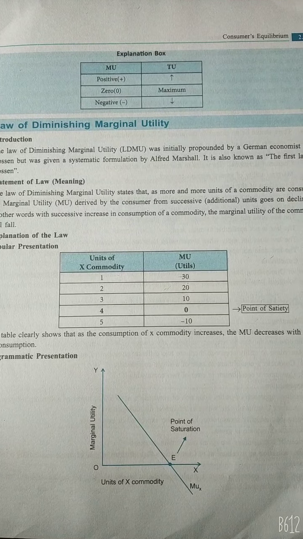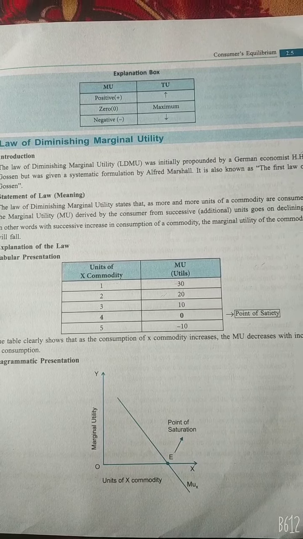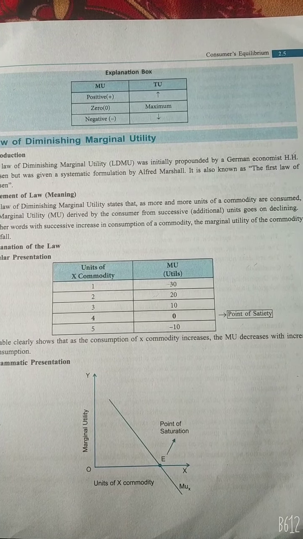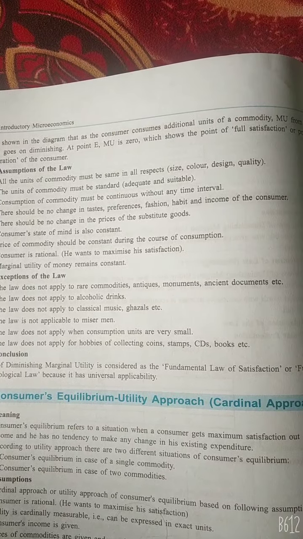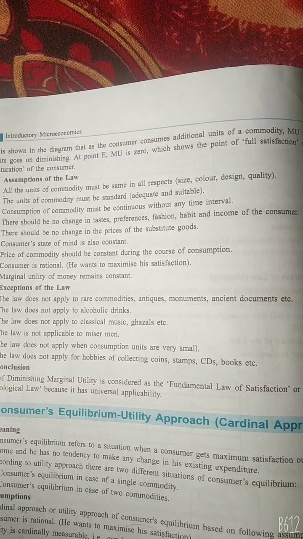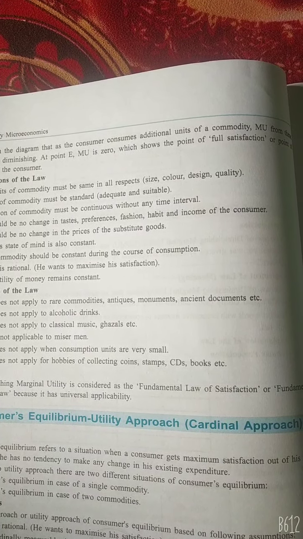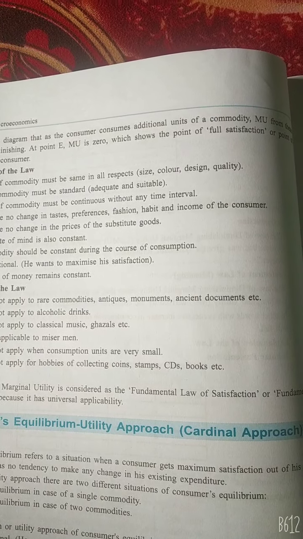The table clearly shows that as the consumption of commodity X increases, the MU decreases. A diagrammatic presentation is also there. It shows in the diagram that as the consumer consumes additional units of the commodity, MU from these units goes on diminishing. At point E, MU is 0, which shows the point of full satisfaction of the consumer.